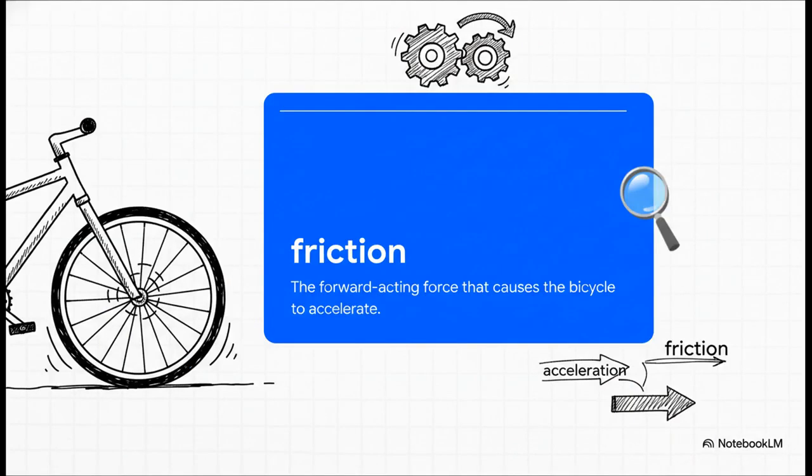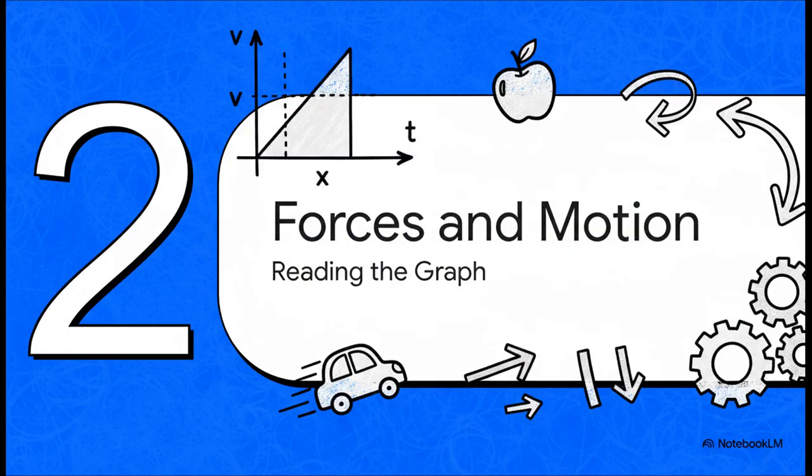And there it is. For one simple mark, the answer is just friction. That's the exact word the mark scheme wants. It's the friction between the tire and the road that actually propels the whole thing forward. Easy peasy. Okay, on to the next part.